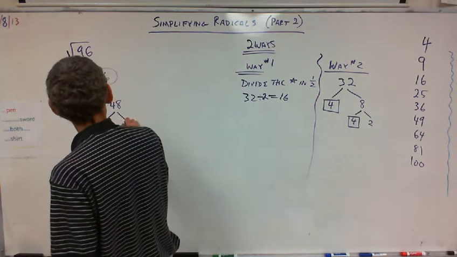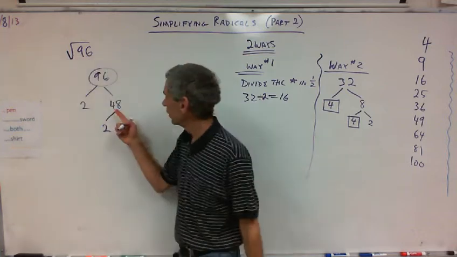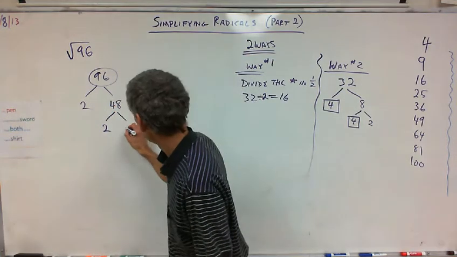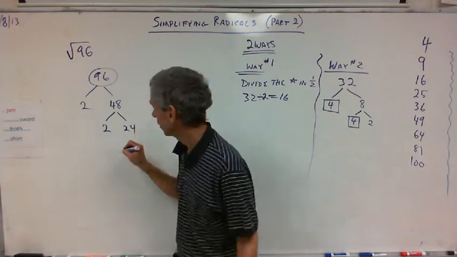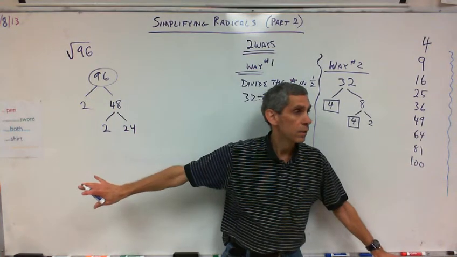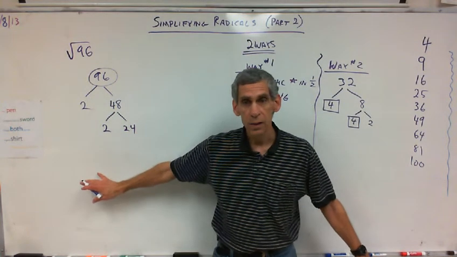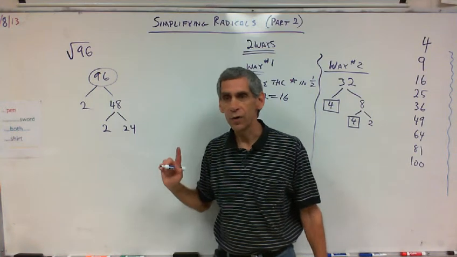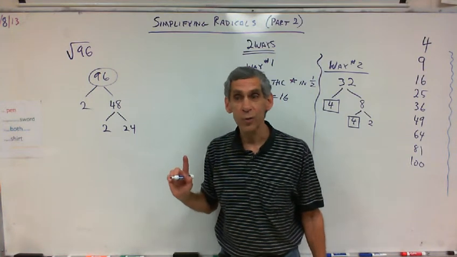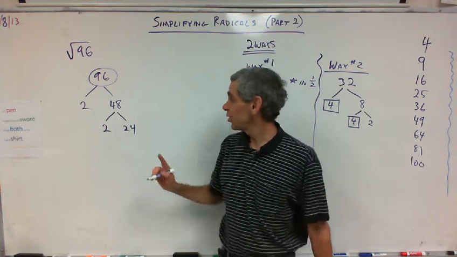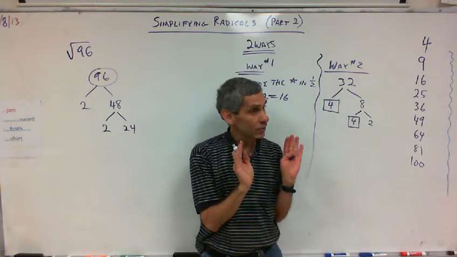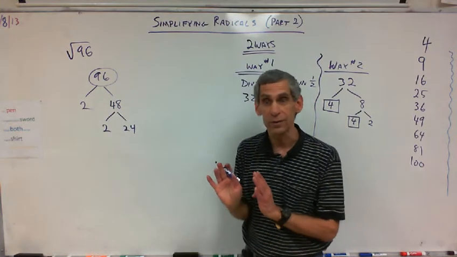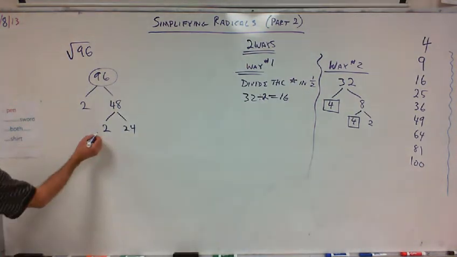I know 2 goes into 48, right? 2 goes into that 24 times, right? Yeah, 24. What do you guys see? It's not a perfect square, but it's two numbers that are identical. 2s! So I'm going to do something a little radically different from tree factorization. I'm going to go backwards. Watch this.